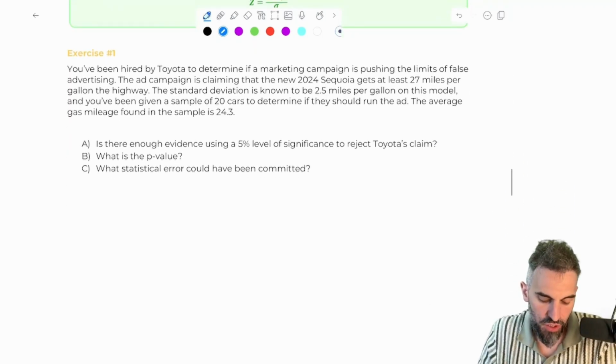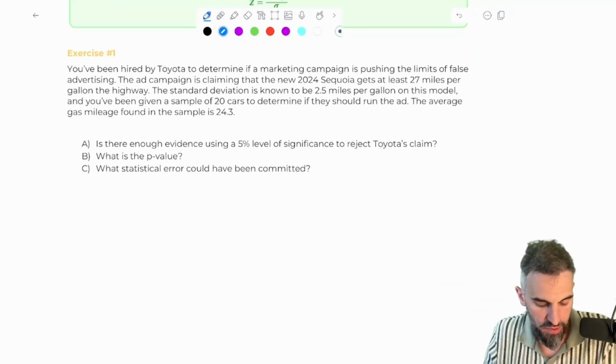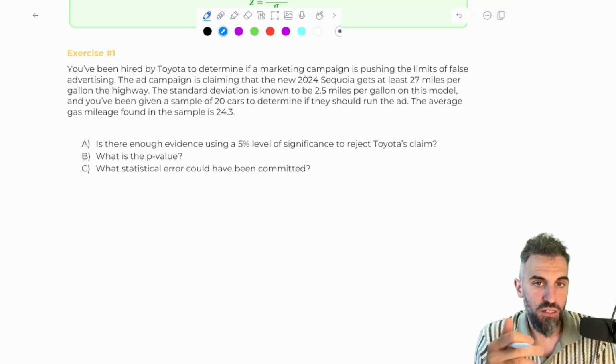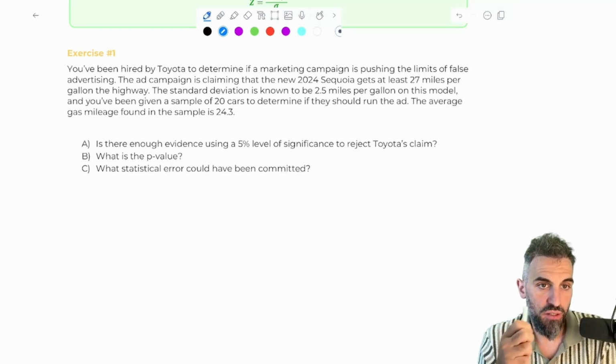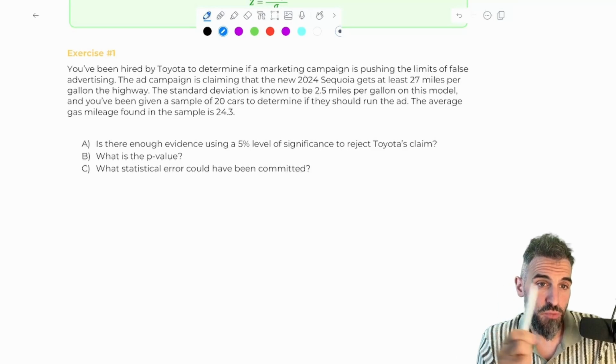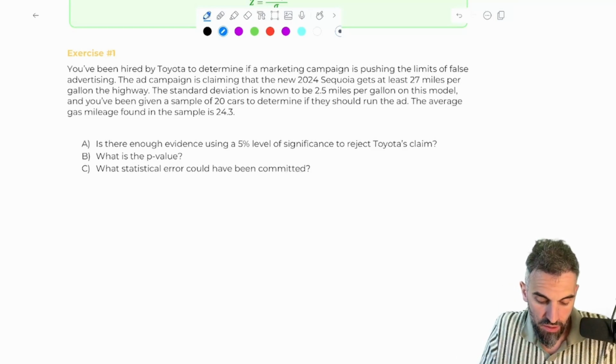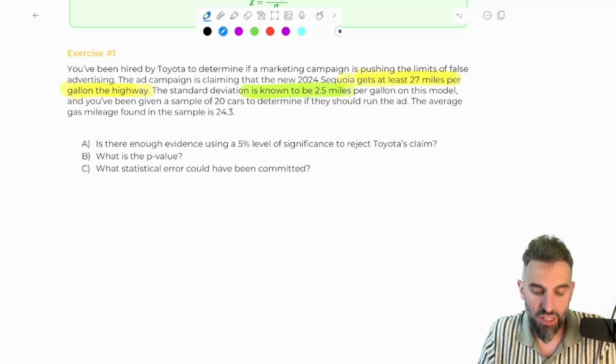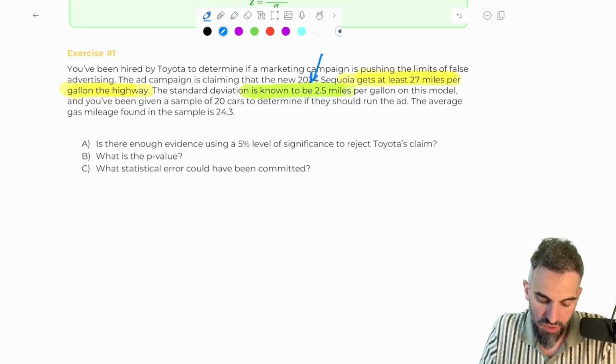So let's take a look at this question, and I'm going to walk you through the thought process and the steps. You've been hired by Toyota to determine if a marketing campaign is pushing the limits of false advertising. The ad campaign is claiming that the new Sequoia gets at least 27 miles per gallon. You see, this is what they are claiming, that it gets at least 27 miles per gallon on the highway. The standard deviation is known to be 2.5. That's your population standard deviation. So at that moment, sigma is known.